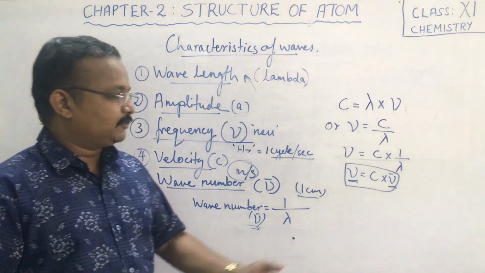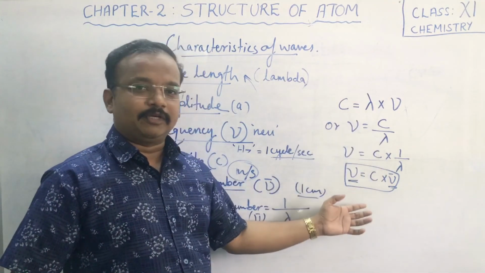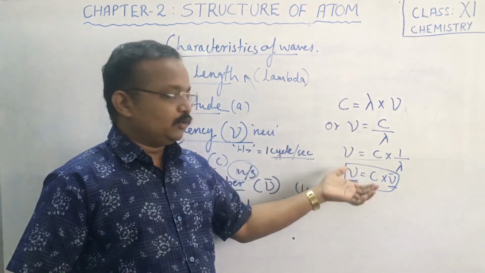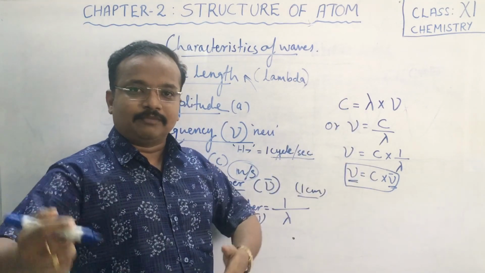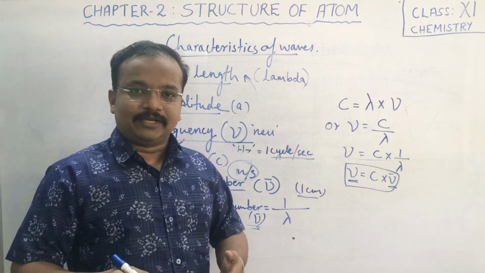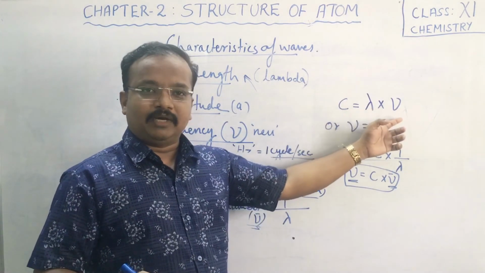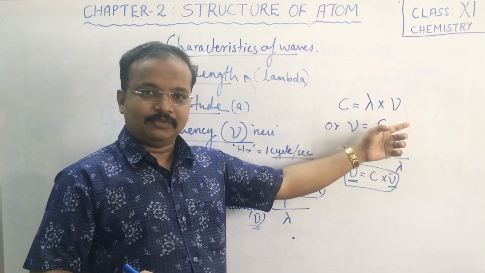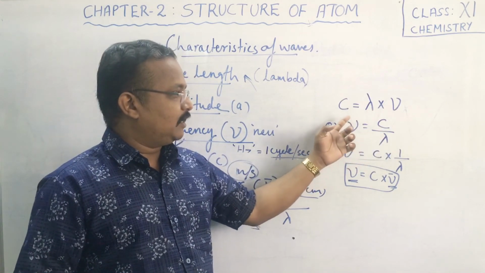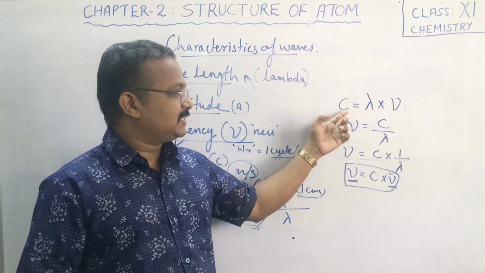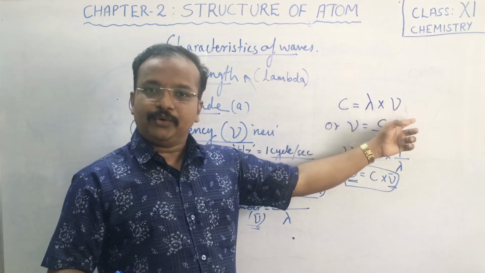Okay children, this formula you need to learn. Why? Because if you learn at least one equation, you can do some numericals which come related to it. That is, c is equal to nu lambda, or lambda into nu, where c is for velocity.